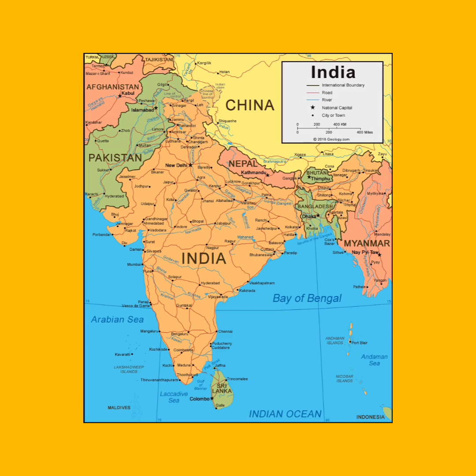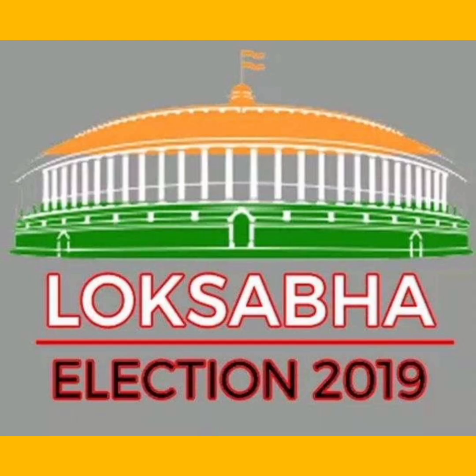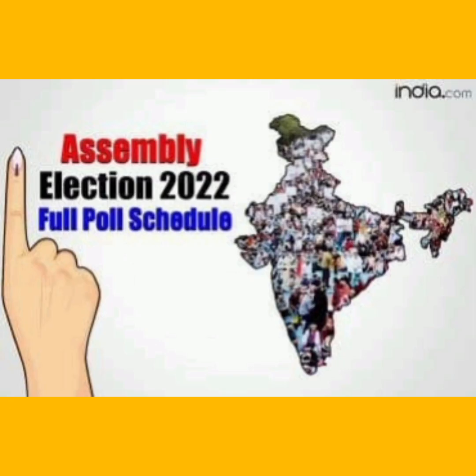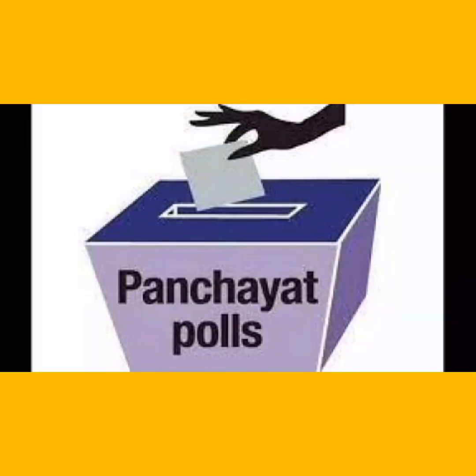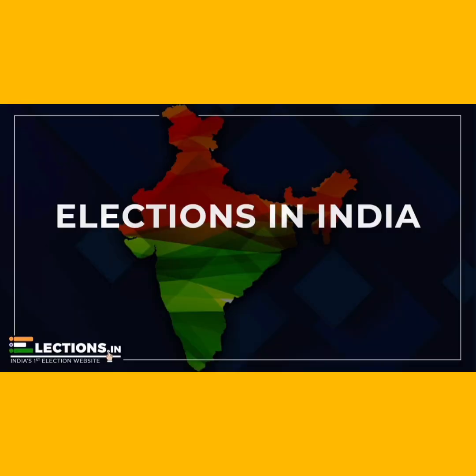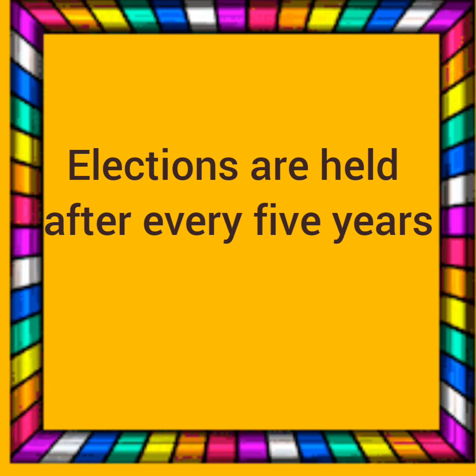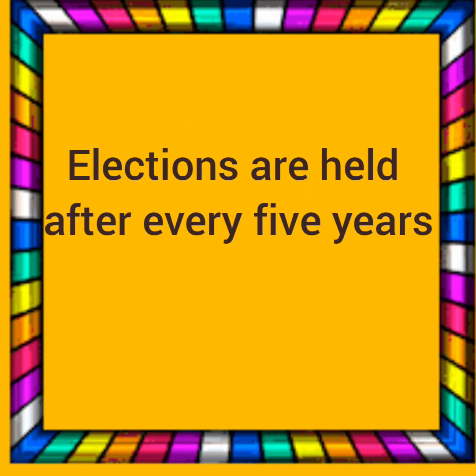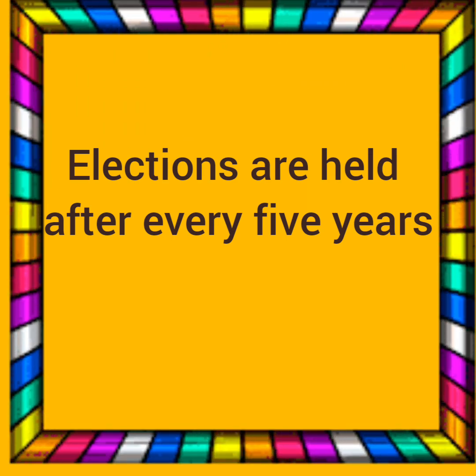We have elections at the Lok Sabha level, that is at the central level. We have elections at the state level, that is the assembly elections, and we also have elections at the local level, that is the panchayat elections and the municipality elections. These elections are held every 5 years in India. After 5 years, the term of all the elected representatives comes to an end.